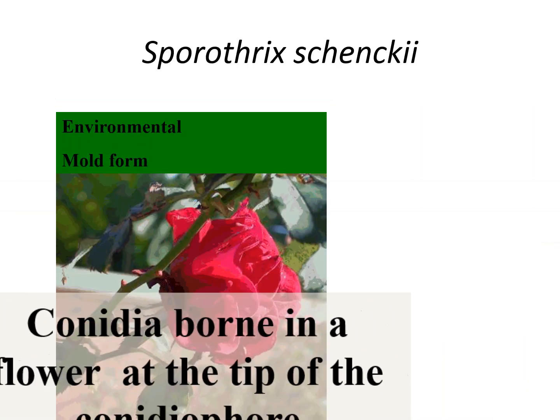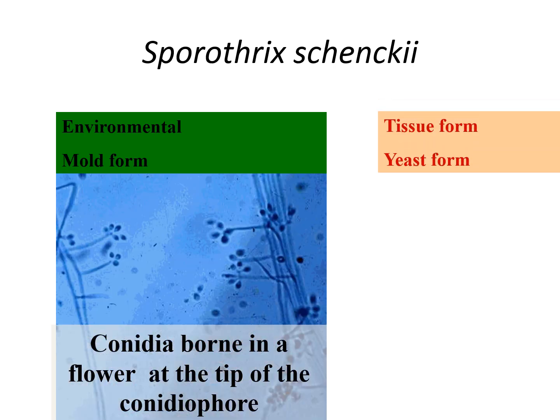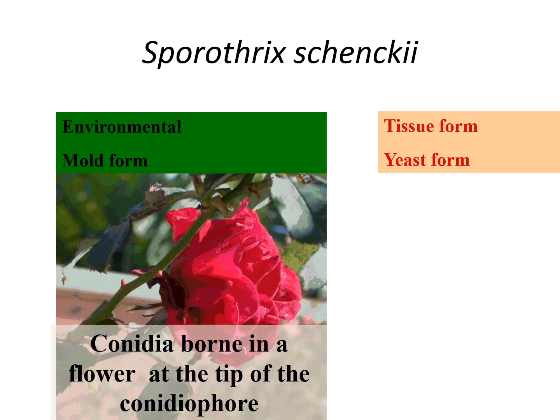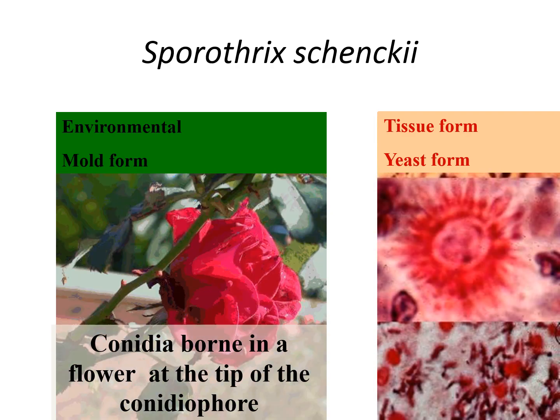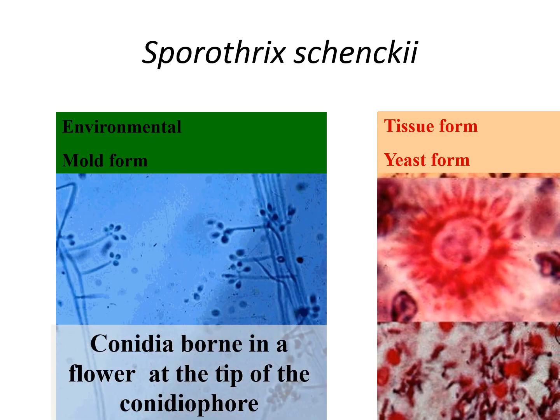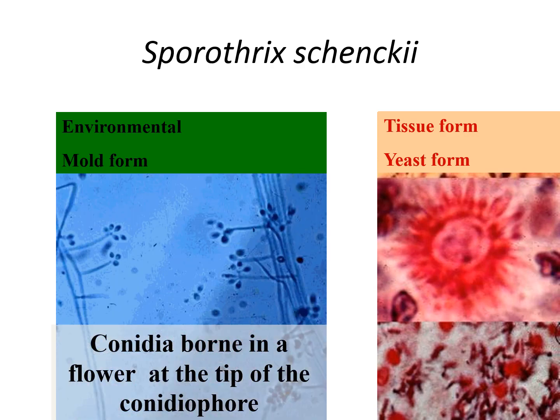This picture shows the environmental mold form of sporotrichosis. Conidia form in a flower at the tip of the conidiophore. Some rose gardeners get the disease.